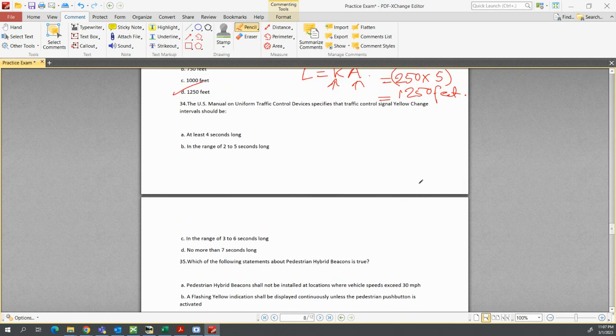So the next problem. The US Manual on Uniform Traffic Control Devices specifies that traffic control signal yellow change intervals, change intervals meaning yellow plus all red, should be, the MUTCD says, between 3 to 6 seconds. So answer C.